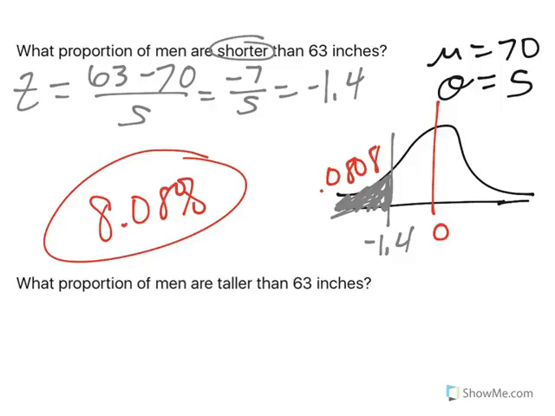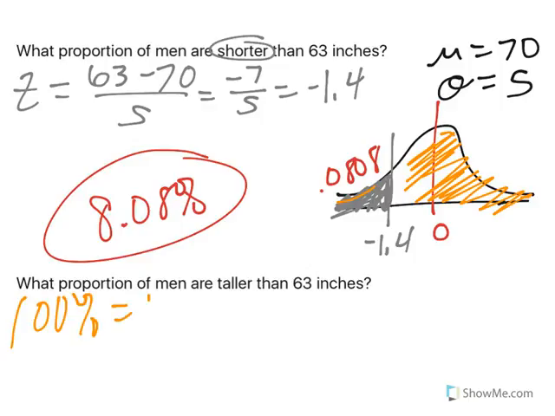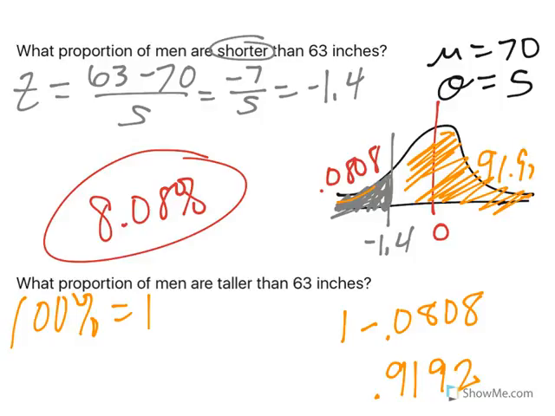Well, then that goes along, what proportion of men are taller than 63 inches? Well, taller would be on this side. And if everything underneath here is 100%, and we know that 100% is equal to 1, so 1 minus 0.0808 will give me the area to the right, which is 0.9192. So on this side, we have 91.92%. Makes sense, right? The z-score kind of splits the normal curve into two pieces. To the left of it is 8%, to the right of it is roughly 92%.